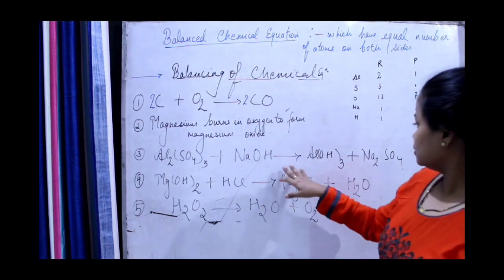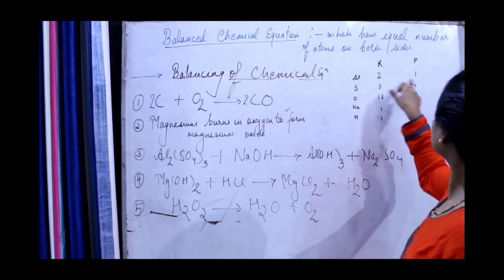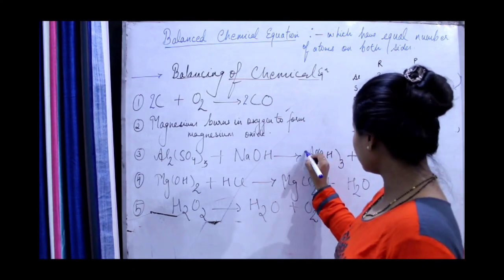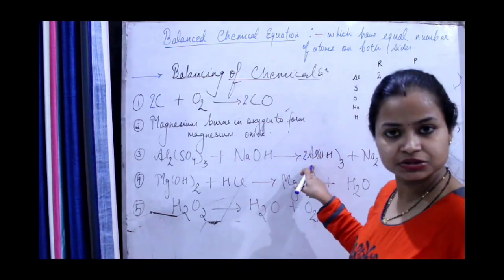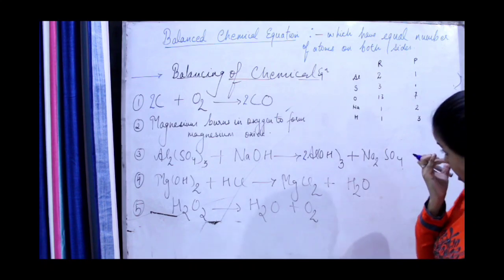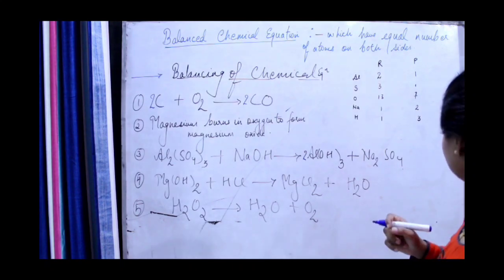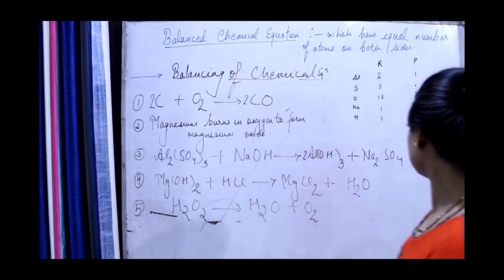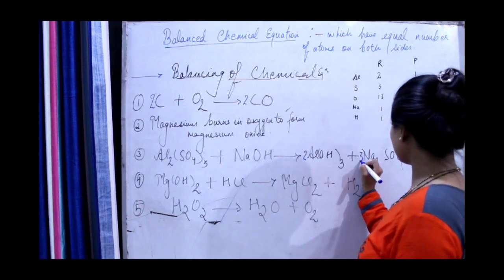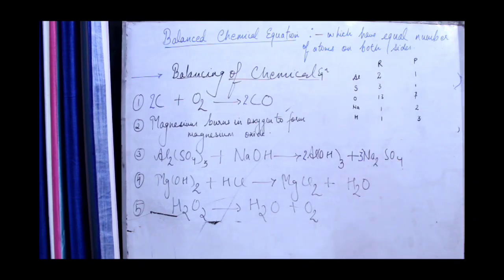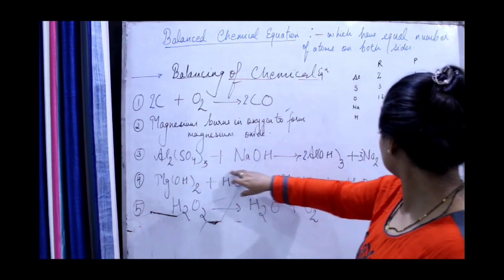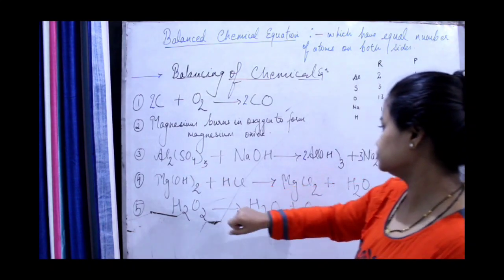Now let us start. Aluminium 2, product side 1. So first let me balance aluminium only. If I write 2 here, so aluminium is balanced. Al2, 2Al. Now I can do one thing. Sulfur. Sulfur here it is 3. Here it is 1. So let me write 3 over here. Sulfur balanced. Fine. Now check out this one. Oxygen.